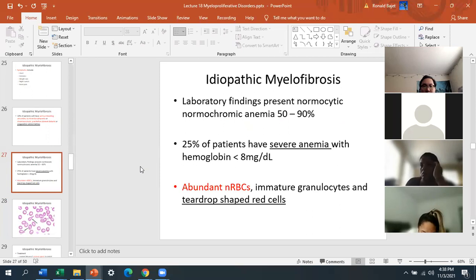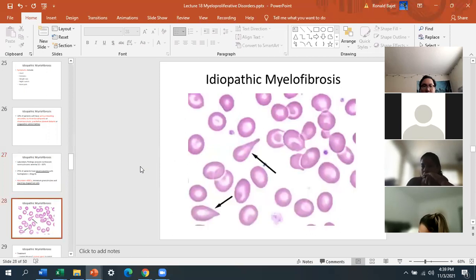So there is increased RBC production to the point where you will actually see nucleated red blood cells in the peripheral blood. You'll also see a left shift with immature granulocytes, and then the leukoerythroblastosis, where you'll see teardrop cells. So there will be poikilocytosis in terms of teardrop cells, a left shift in the white blood cells, and also early or immature red blood cells, including nucleated red blood cells. Teardrop cells, okay? Teardrop cells, and there are some target cells there.